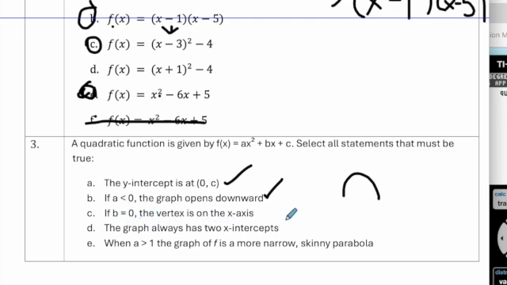The graph always has two x-intercepts. That's also not true. Sometimes it could have only one x-intercept. Sometimes it has no x-intercepts. Okay, it could actually be off the axis. It could be like that. Okay, it could just not be crossing the axis at all. Okay, so when a is greater than 1, the graph is more narrow, a skinnier parabola. That is true. So we have 1, we have 2, and we have 3 as true.